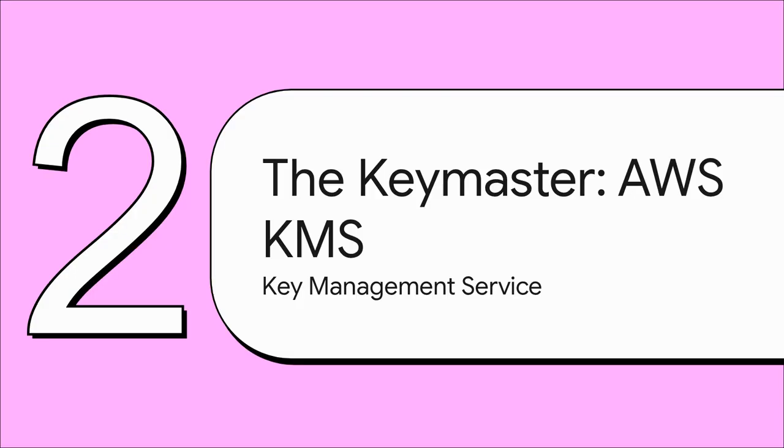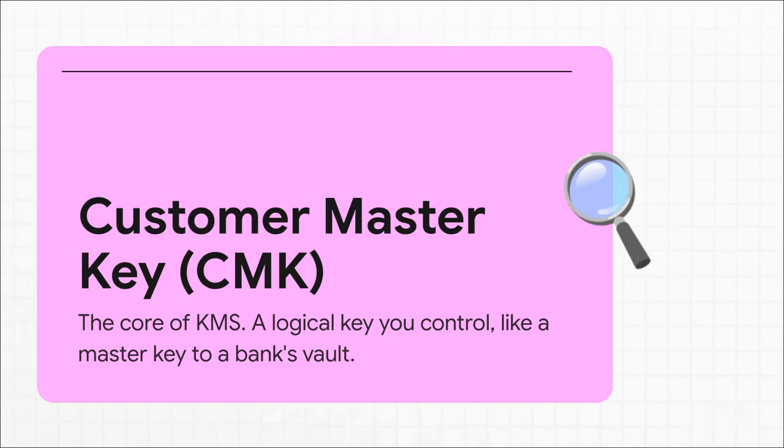I want you to think of KMS as the hero of our data protection story. It's the secure, central hub where you create, manage, and totally control all of your encryption keys. Now, at the very heart of KMS is something called the Customer Master Key, or CMK. And here's the key thing to understand. The CMK doesn't actually encrypt your files directly. Instead, think of it like the master key to a massive bank vault. Its only job is to encrypt and decrypt much smaller, single-use keys called data keys. And those are the keys that actually do the heavy lifting of encrypting your data. This whole process is called envelope encryption, and it's brilliant because it means your super powerful master key is never exposed. You just control who gets to use it and when.